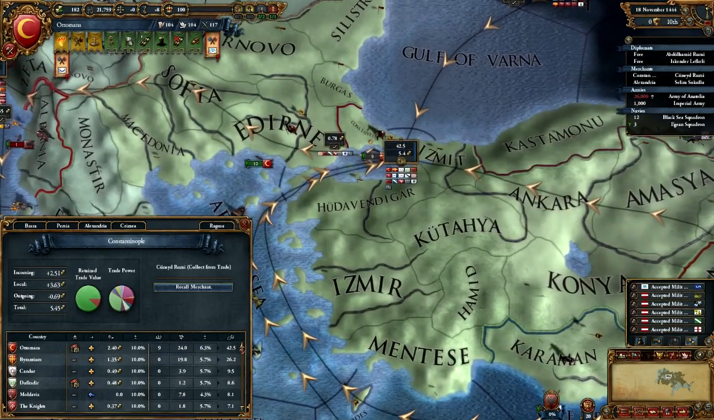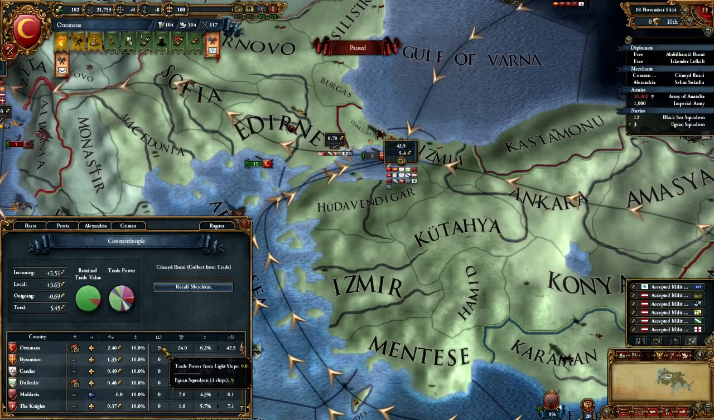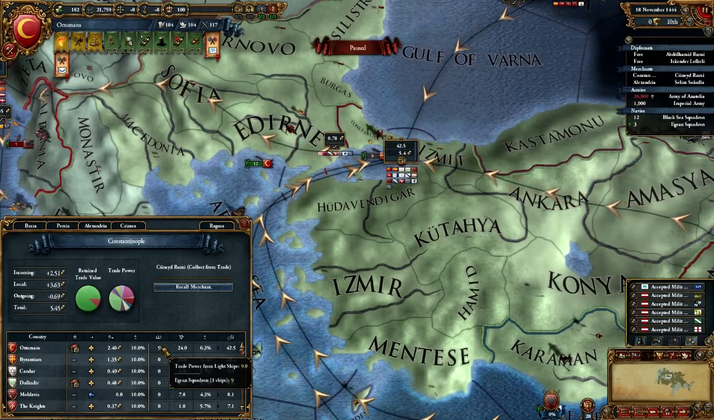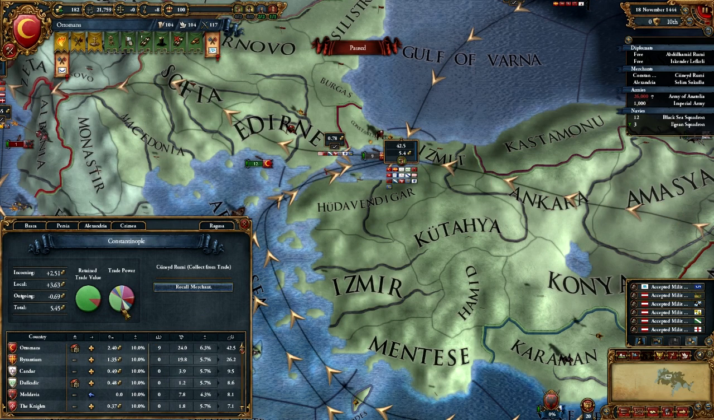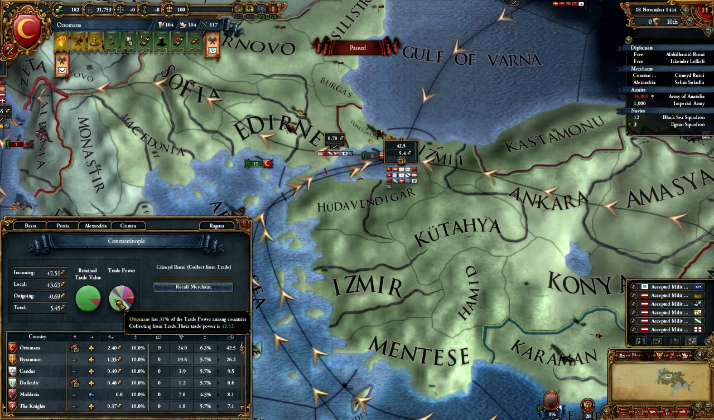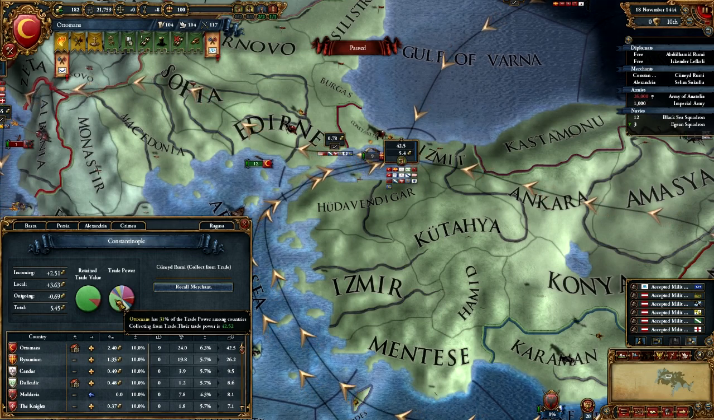And after a little bit of time has passed, you can see we are now gaining 9 trade power from the fact that our ships are protecting trade in that area. And you can see that's a significant increase up to 31%.